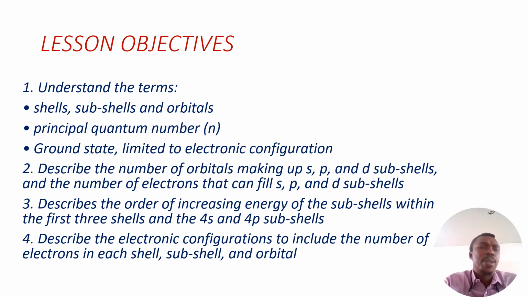Then we're going to describe the number of orbitals making up the S, P, and D subshells, and the number of electrons that can fill the S, P, and D subshells. Then we're going to describe the order of increasing energy of the subshells within the first three shells and the 4S and the 4P subshell. Then we're going to describe the electronic configurations to include the number of electrons in each shell, subshell, and orbital.